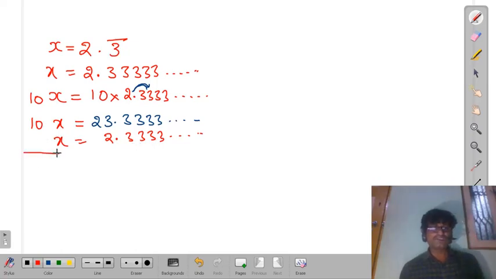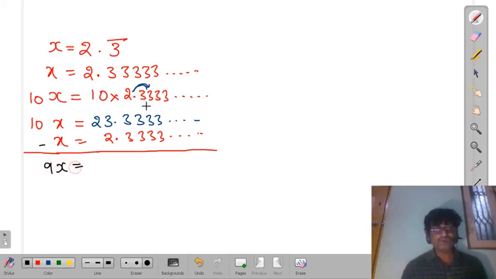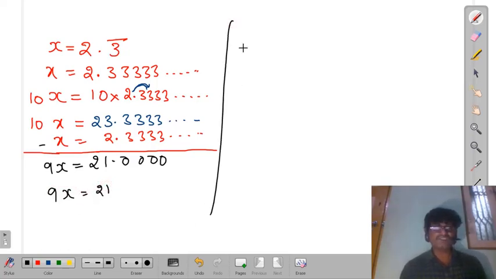Now what you do is you subtract 10x minus x. If you take away 1x from 10x, you will get 9x. Subtracting the decimals, we get 0.0000. 3 minus 2 is 1, and 23 minus 2 means 21. 21.0000 is nothing but 21. So you can write 9x equal to 21. So 9x equal to 21 means x equal to 21 by 9.